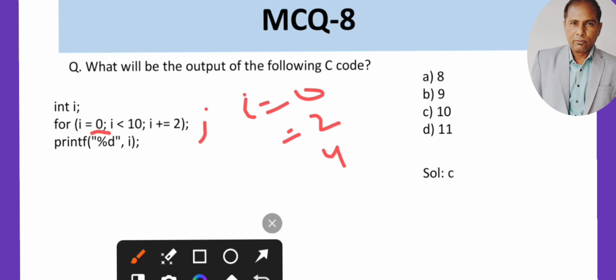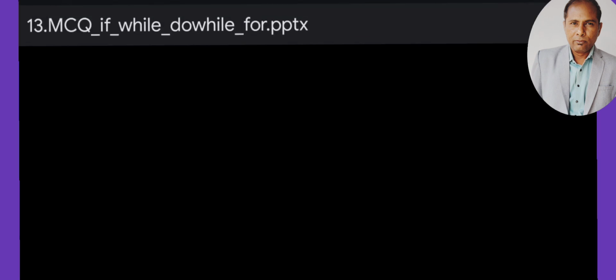i will become 4, it is less than 10. i will become 6, then 8. Next, when i becomes 10, it will not be incremented any more. So after this loop, i will be printed. The last value of i was 10, so 10 will be printed here. So C is the correct answer for this question.